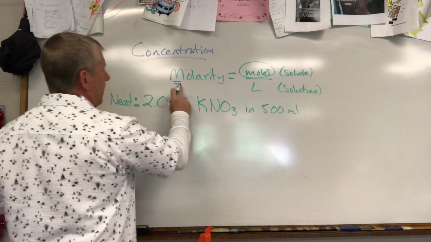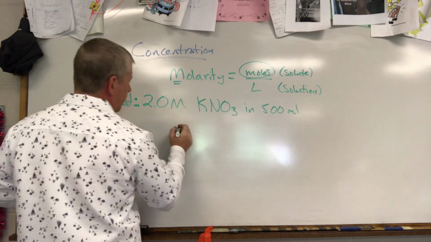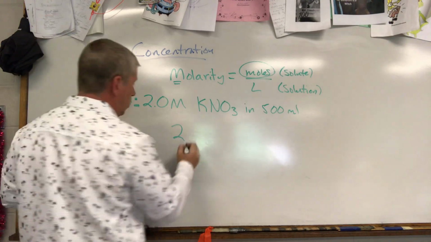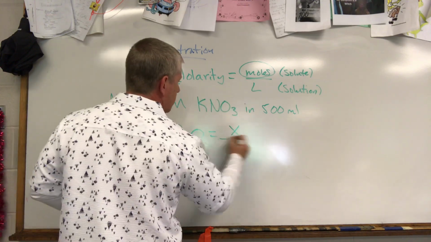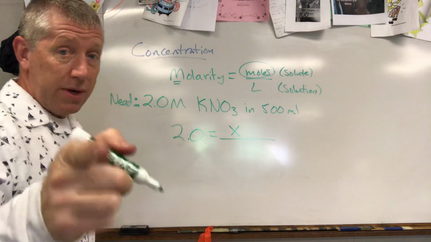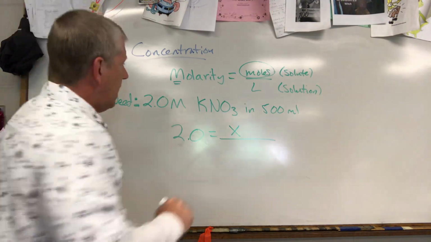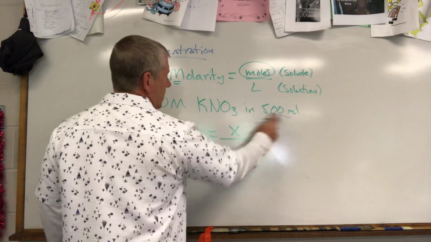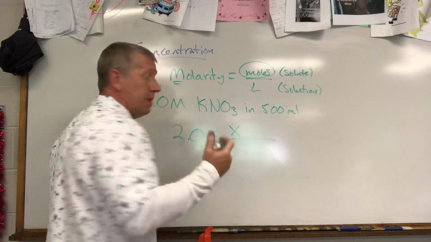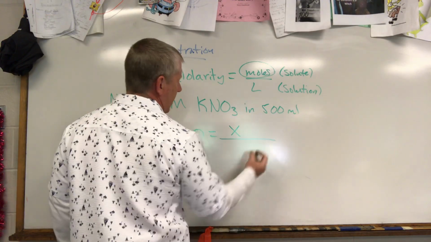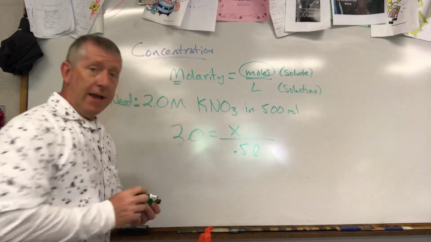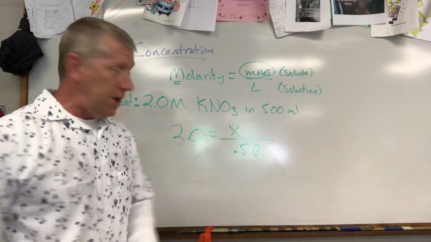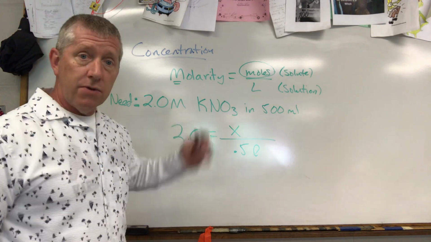So here's what I know. I know the molarity of what I'm trying to find. I know what it is. It's 2. And we set that equal to the amount of moles that I'm going to need, which we don't know. We're going to have to calculate how many moles we need. But I do know on the bottom how many liters I have. I have 500 milliliters divided by 1,000, 0.5 liters. So I can now figure out how many moles of my salt, my potassium nitrate, I need.